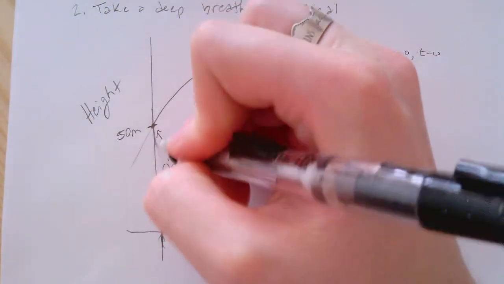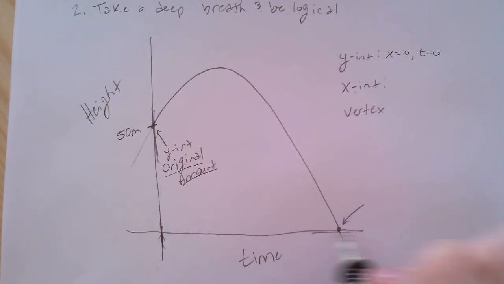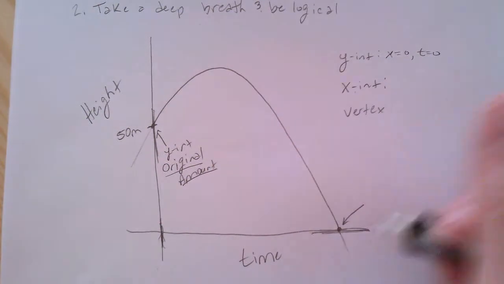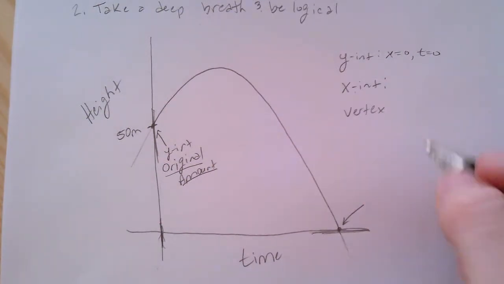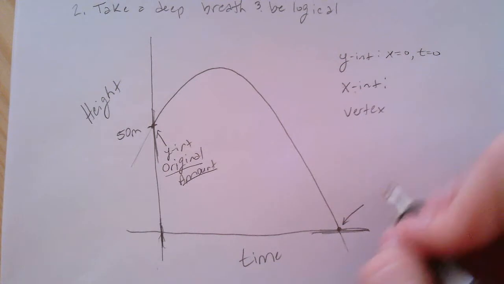So you're generally going to see that your word problems happen only in the positive areas. So positive time and positive height. We don't go into the negatives. Okay, so what would it mean to be at an x-intercept?